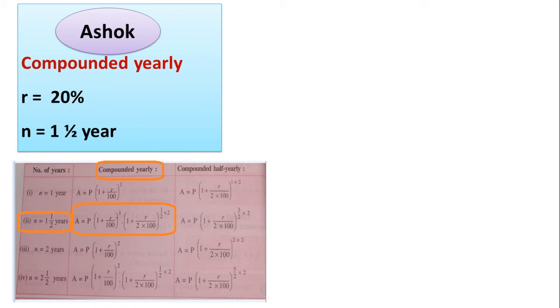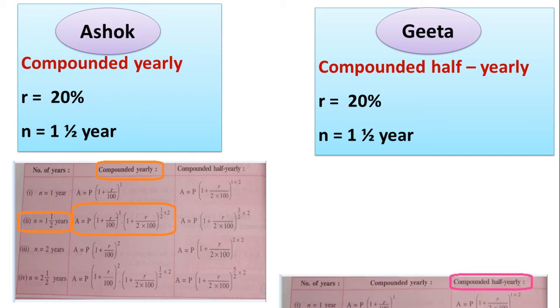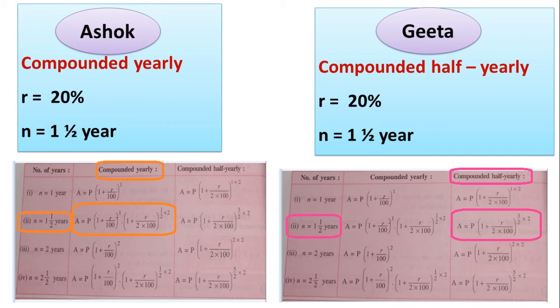And the second person, that is Geeta, where the compound interest is compounded half yearly, but the principal, rate and the number of years remain the same. To calculate the amount that Geeta gets after 1.5 years, we are going to use the formula A is equal to P into 1 plus R by 2 into 100 whole to the power 3 by 2 into 2.